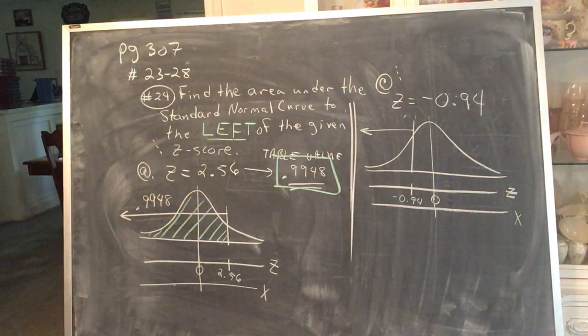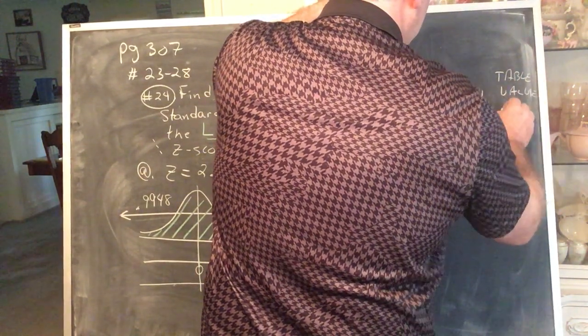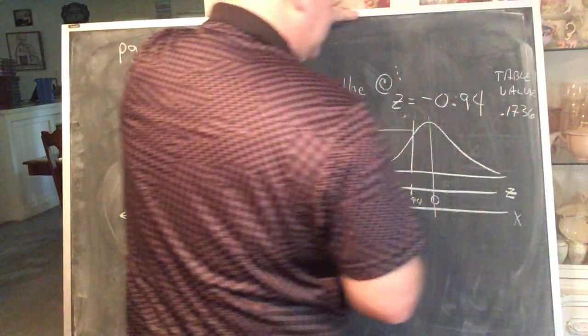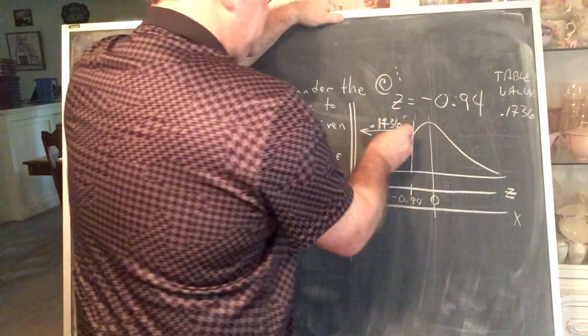And so, go to the standard normal table, look up negative, make sure it's negative, not positive, negative 0.9 in the leftmost column. Look over until you're in the 0.04 column. I have 0.1736. Negative 0.9 gives us the row. The 0.04 gives us the column. The value we're looking for is 0.1736. So the table value is 0.1736. That goes on the arrow. 0.1736 always goes on the arrow.